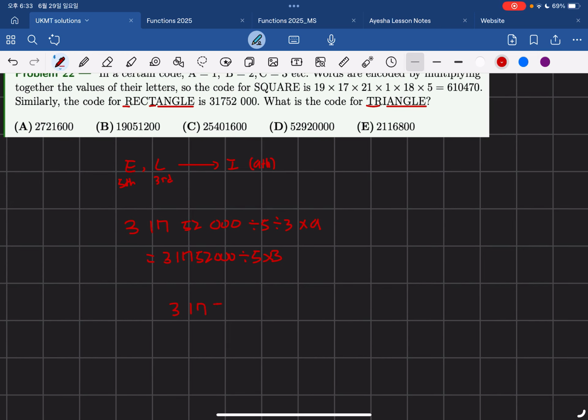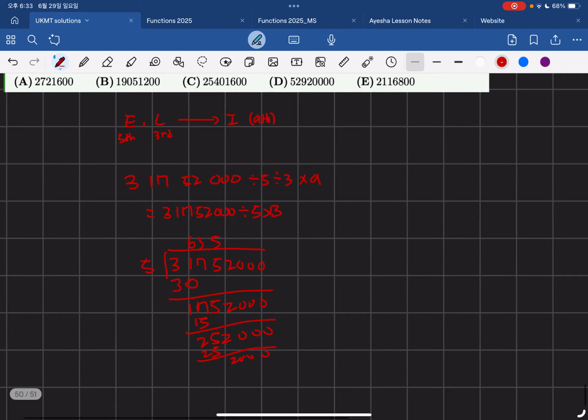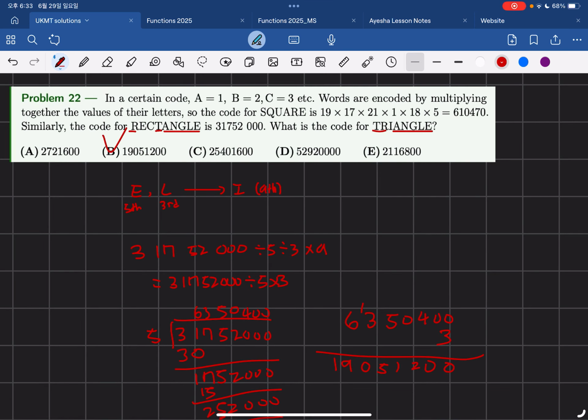Now let's do this simple calculation. We're going to divide by 5. 30, 3, so that's 15. We have 5, 25, and we have 2,000 left. 4, 20. Now we're going to multiply 3 to this number. 0, 0, 12, 15, and 19. So B should be the correct answer.